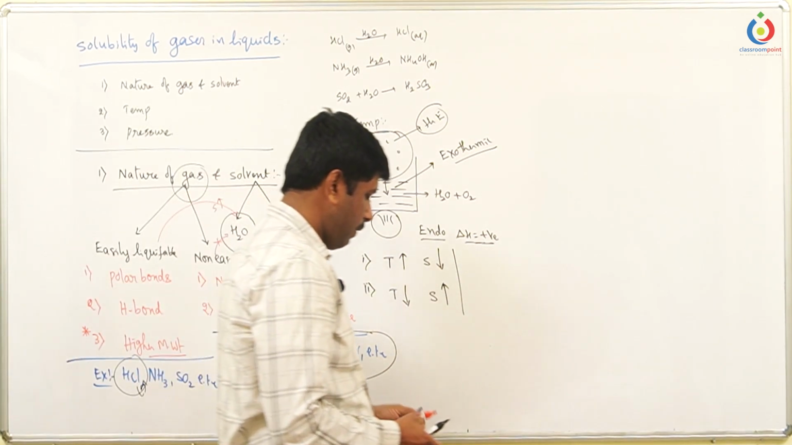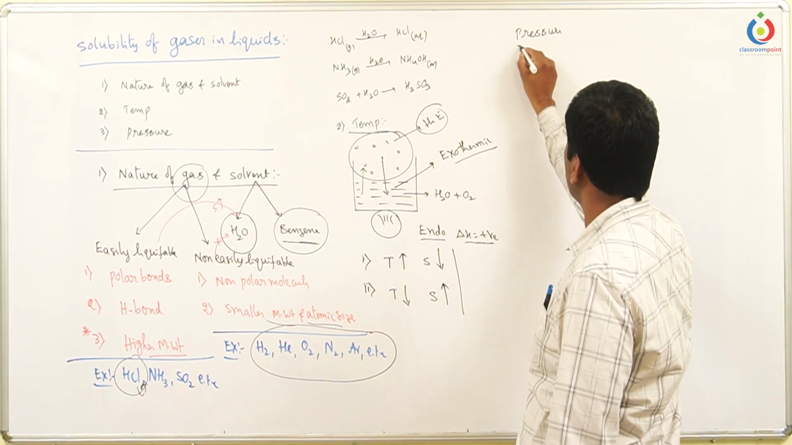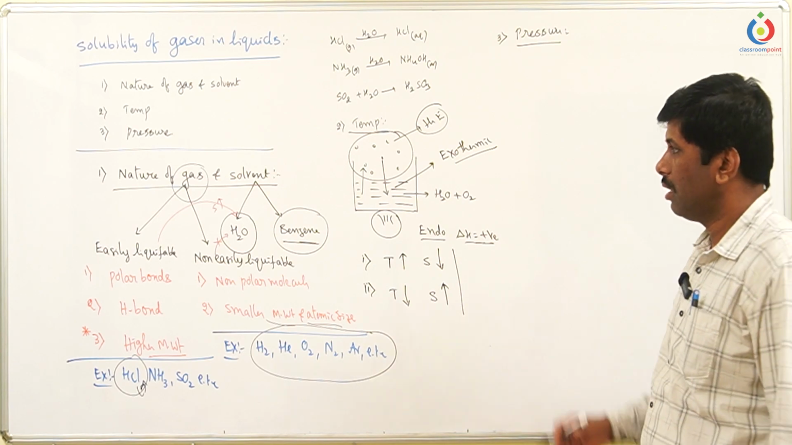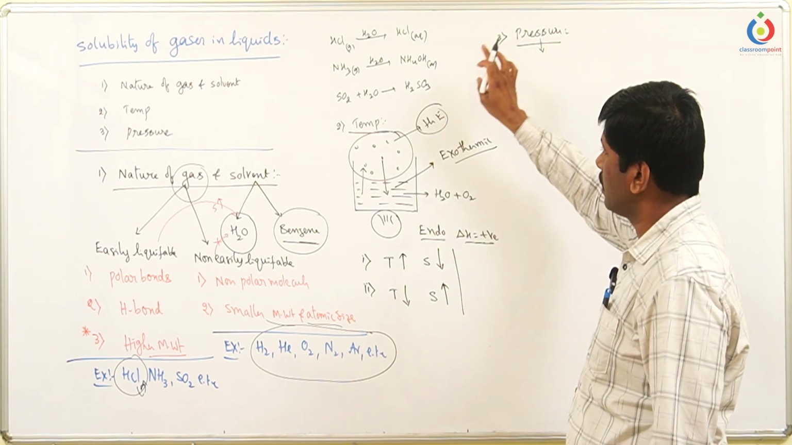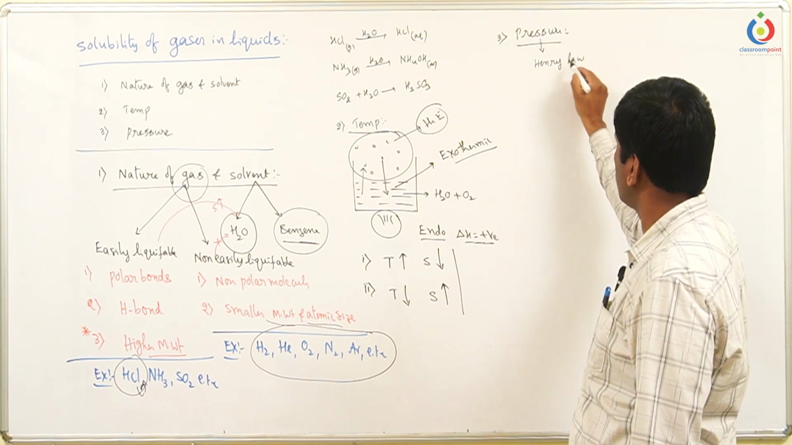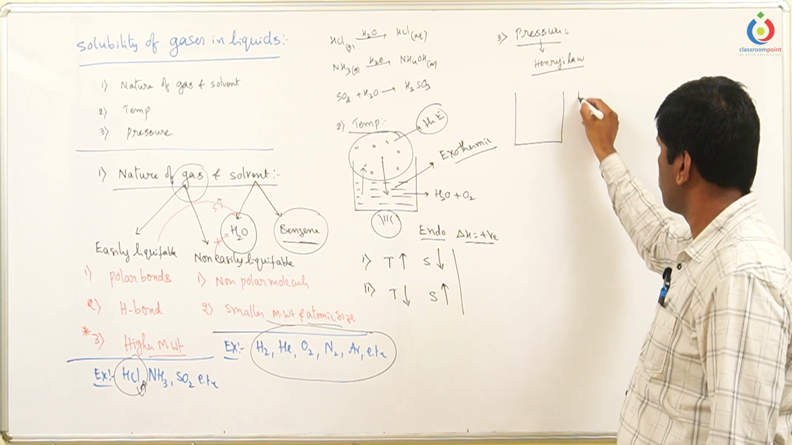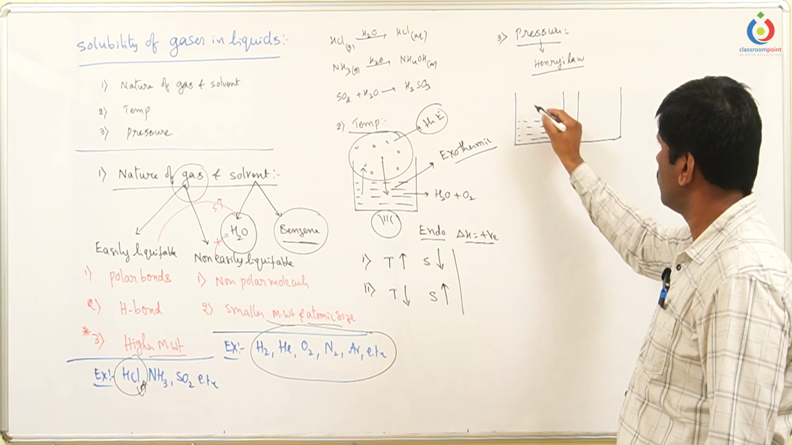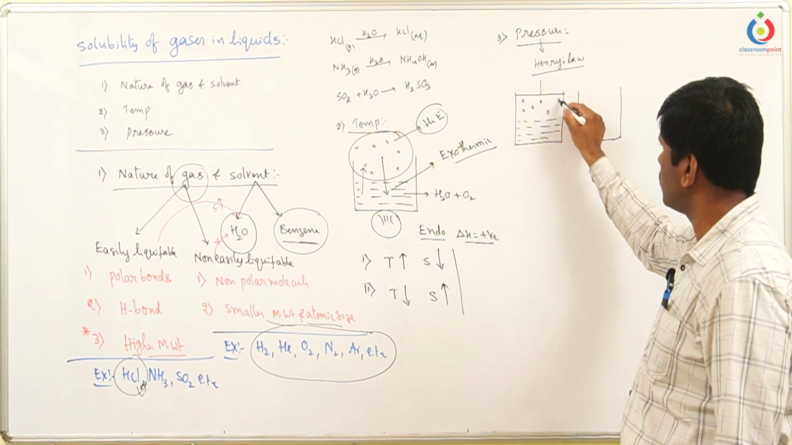Now let us take the effect of pressure. How can pressure affect the solubility of gases in the solvent? The relation between the effect of pressure and the solubility of gases was given by Henry, that we call Henry's law. So he conducted an experiment in which a liquid is placed and a piston is placed above that, and here some amount of gas is present like this.